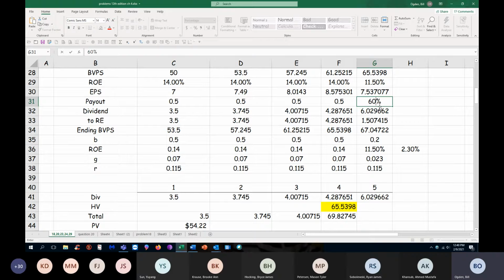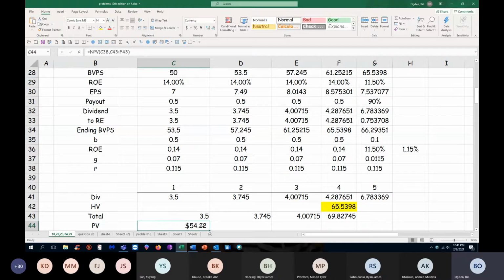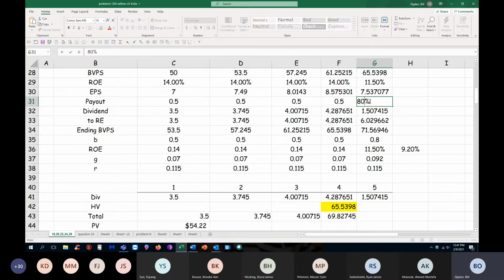Okay, how will that 54.22 change? Well, let's see, I'm paying out less, the value should go down, right? Oh, shucks, that stayed the same, didn't it? Well, maybe I did the wrong thing. Let's go to 90%. It stayed the same. Well, surely there's something wrong here. Let's go 20% payout. Stayed the same. What's going on? And now watch these as we keep doing this. Let's do back to 80 for a moment.